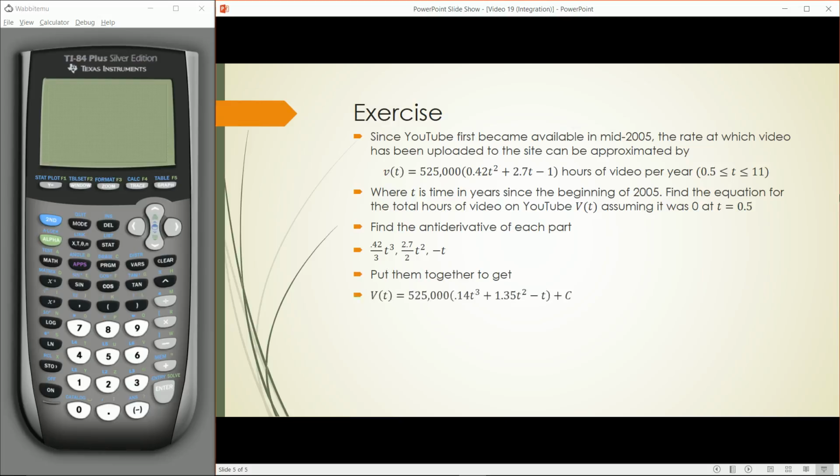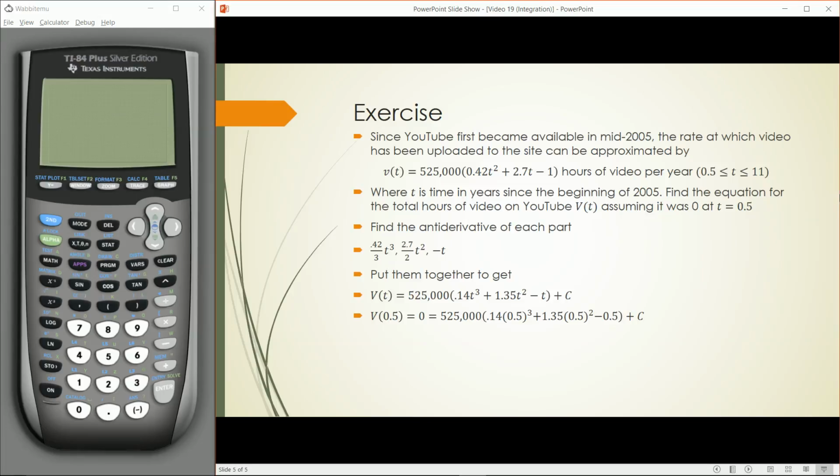If you're still having issues with that, you should get something along this line. Now, we know an initial condition. Therefore, we can find what c is. So go ahead and plug those values in and see what you get. You should have this: putting 0.5 in for t and putting the entire thing equal to 0. So go ahead and solve for c.